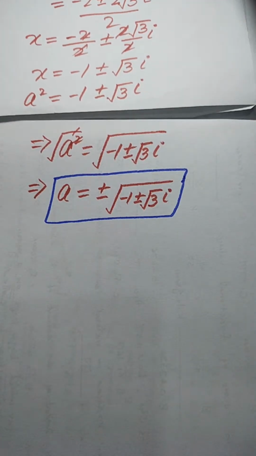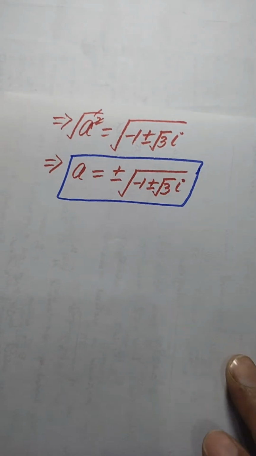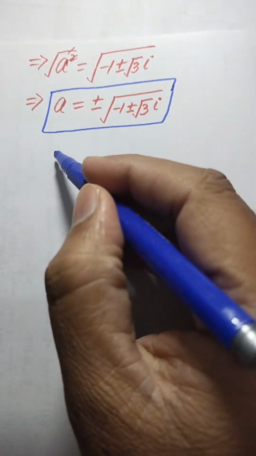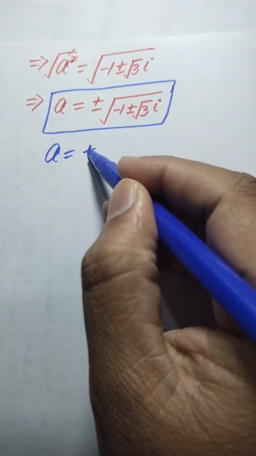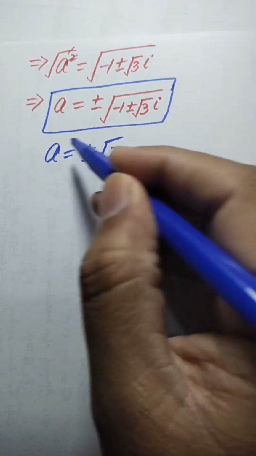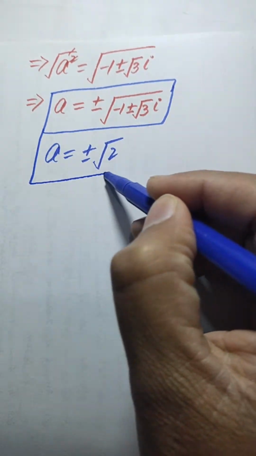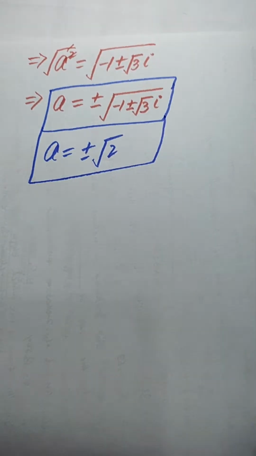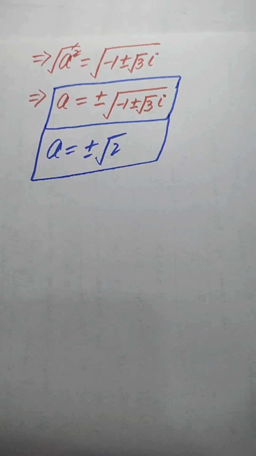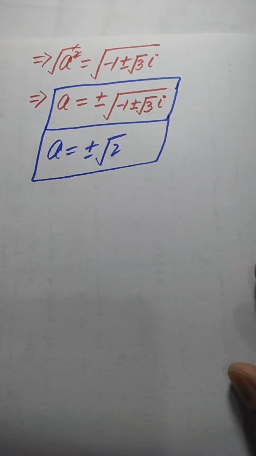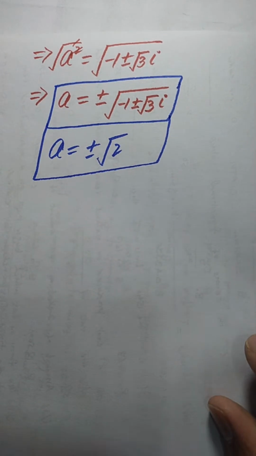Further, from the previous steps we get the other 2 roots: a is equal to plus minus square root of 2. So these are the total 6 roots of the given equation which we get in this problem. This is the final answer of this question.